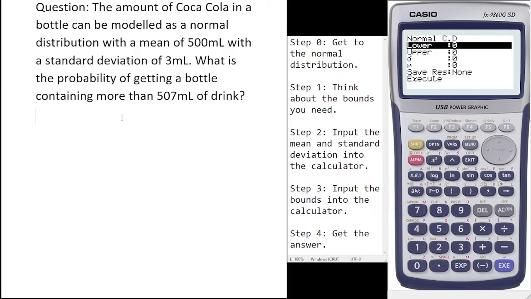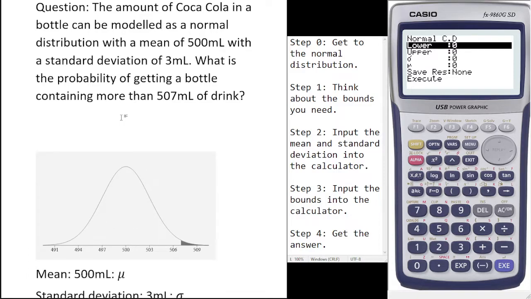So before we need to do that, we need to think about the bounds we would need and what the graph actually looks like, what part of it we're looking for. So what the graph looks like is something like this, where we're looking at anything past 507 on the right side, so continuing into the right tail like this.